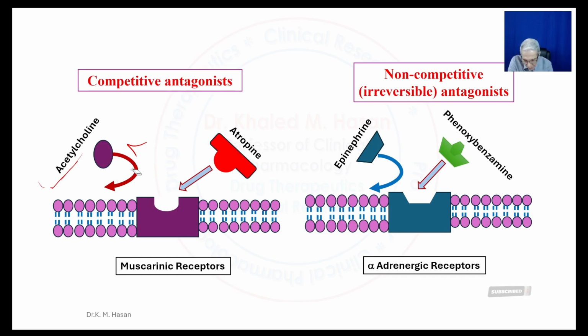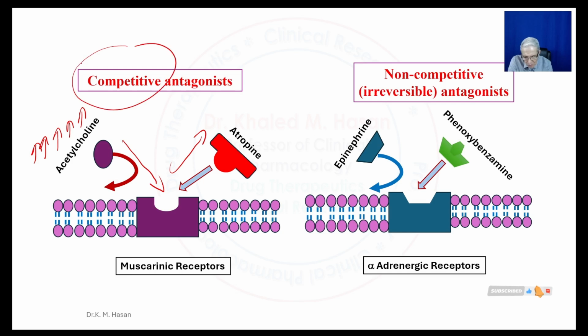Okay, so we have competition here. However, if we enhance the activity of acetylcholine, the acetylcholine will bind to the receptor and displace atropine from the receptor. This is the concept of competitive antagonism, and we call this one the law of mass action. The drug with higher concentration will displace the drug with lower concentration.